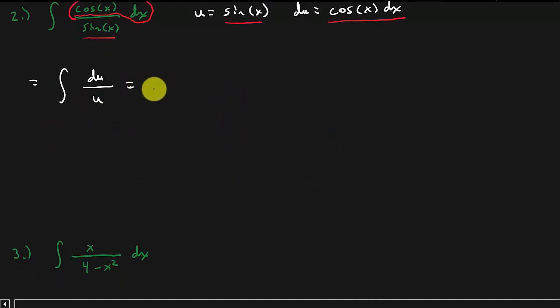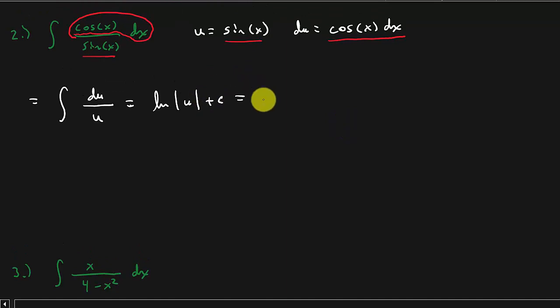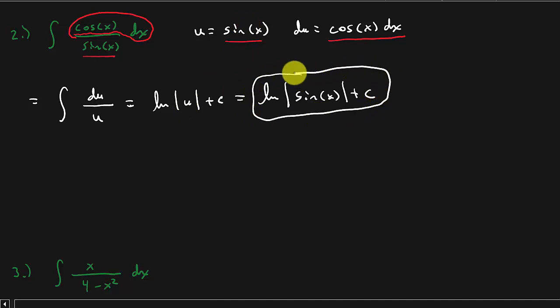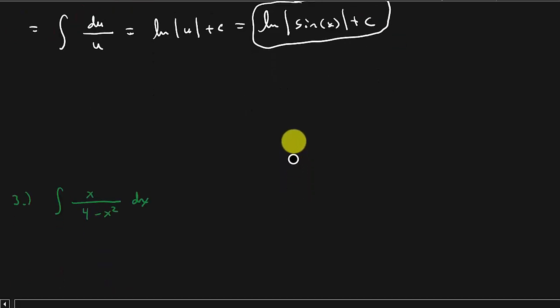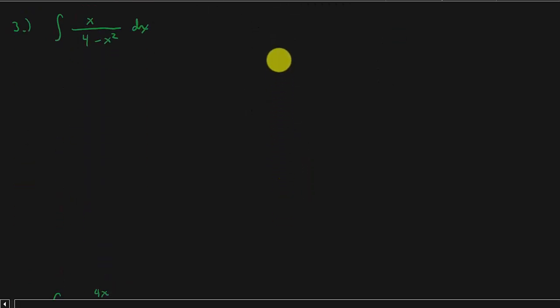And so now that's going to be natural log absolute value of u plus c, which is equal to natural log absolute value sine x plus c. I just put sine x back in the place of u. And so there's your answer. All right. So, those first two, they were pretty easy. They're not bad.